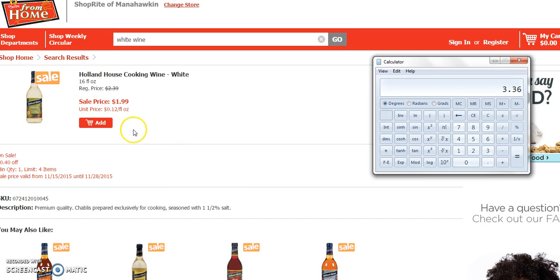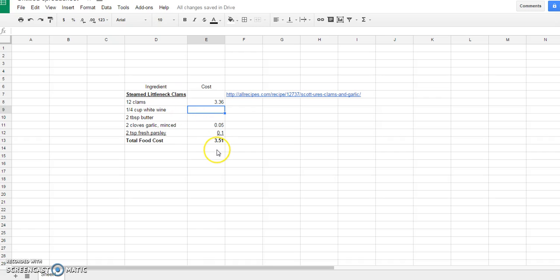Now since our cooking wine is a bottle of 16 ounces, 16 divided by 2 is 8. So we know we can get 8 servings for what we need out of this bottle. So if we divide the sale price by 8, that gets our cost of 25 cents of the wine in this dish.